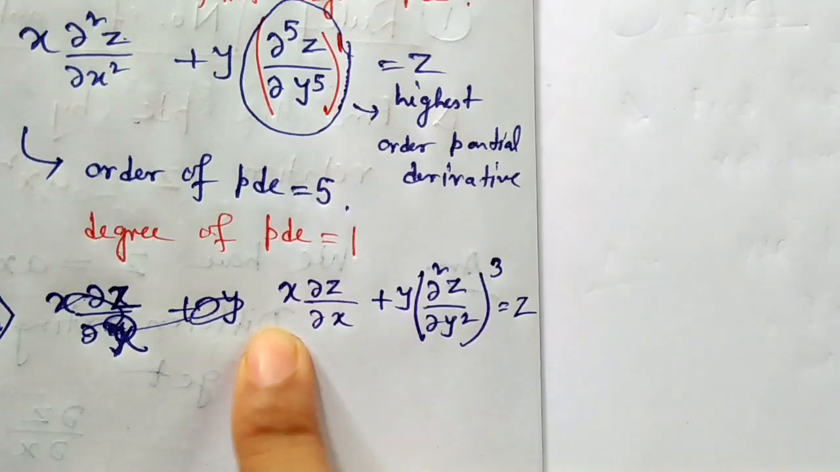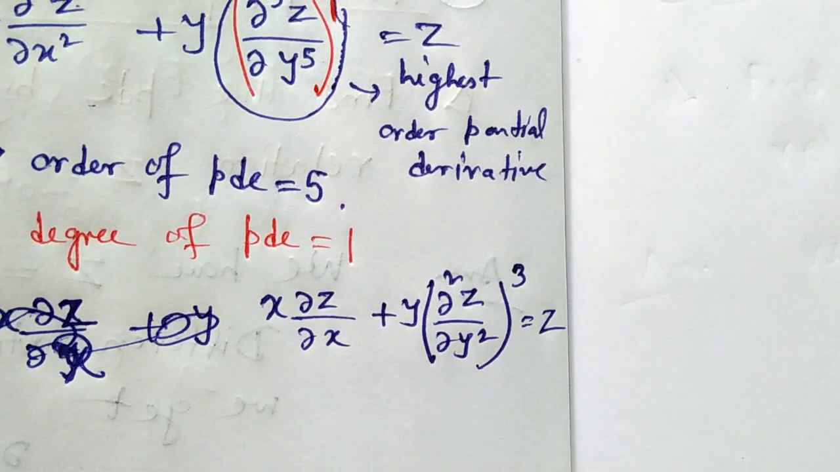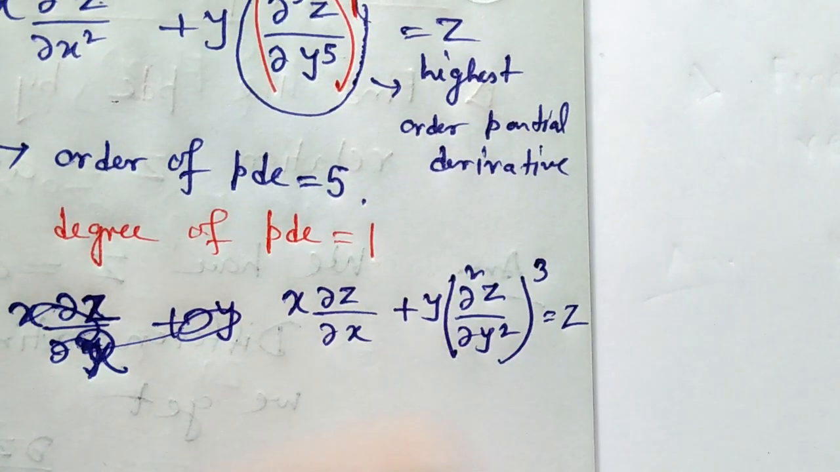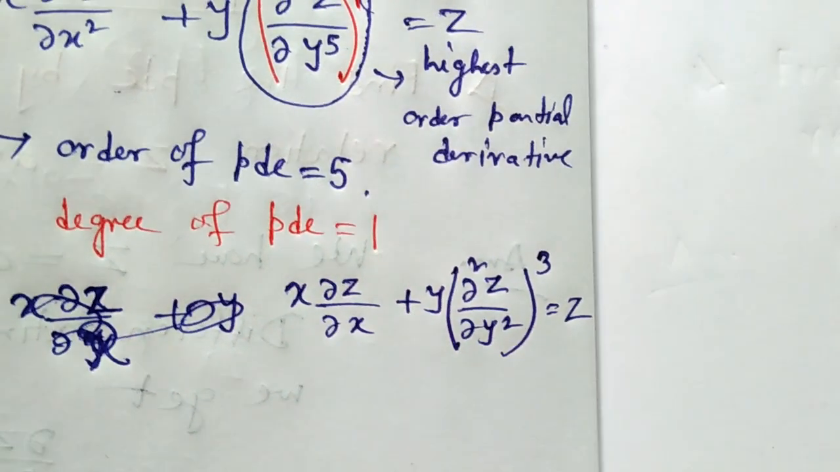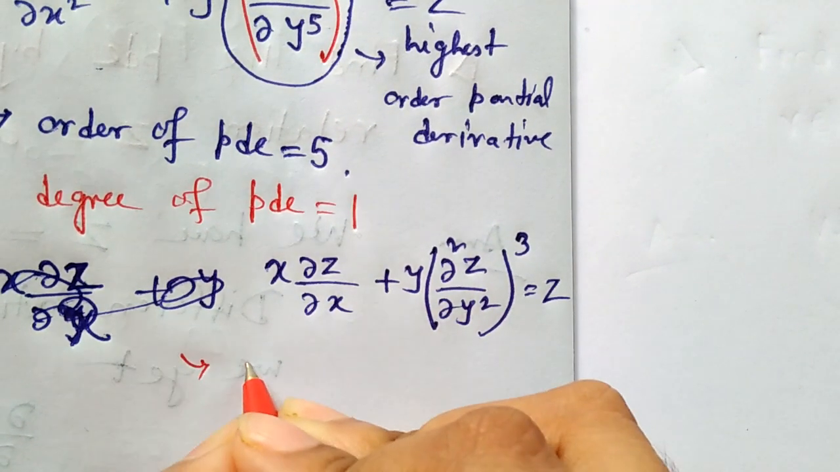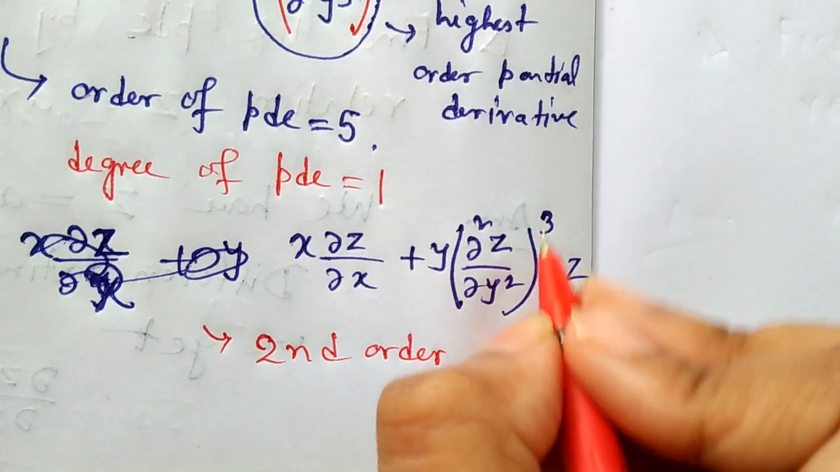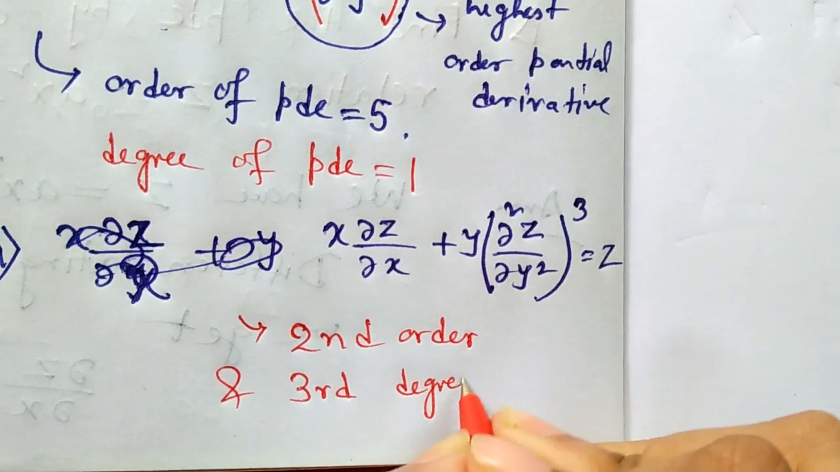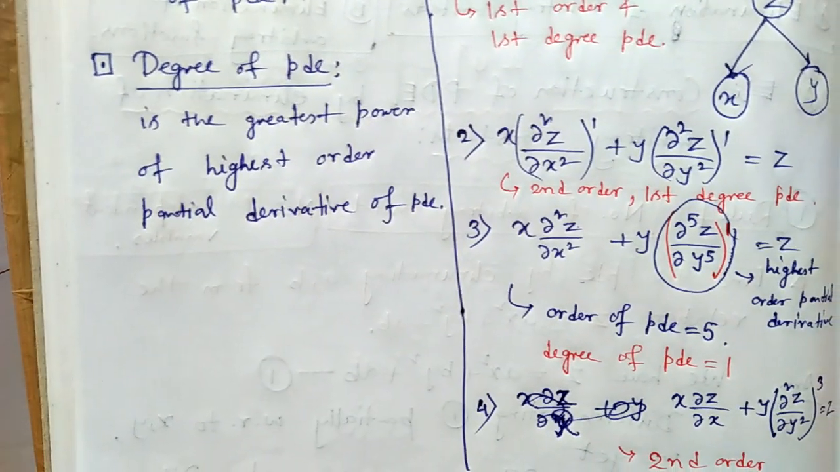See, this is a PD: (x ∂z/∂x + y ∂²z/∂y²)³ = z. Here the highest order partial derivative is the one within the bracket, ∂²z/∂y², and the order of the highest order partial derivative is 2. So this is second order, and the power is 3. Second order, third degree PD. Clear? So next we come to the point that is linear PD.